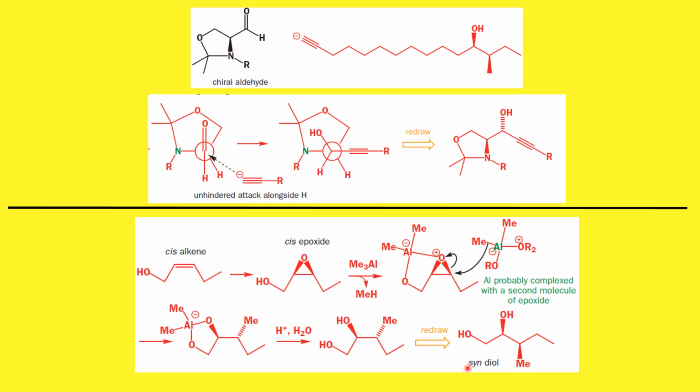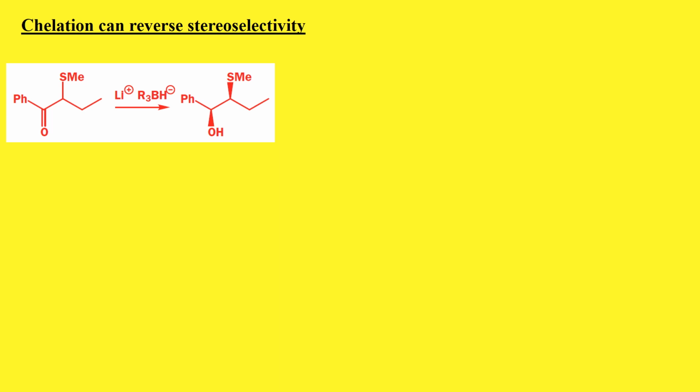So the product that we get is a syn-aldol. This is a very important example from GATE's point of view and NET's point of view, and there is a very high probability that this question can be asked in coming exams. Now there is one more interesting concept, which is that chelation can reverse stereoselectivity.